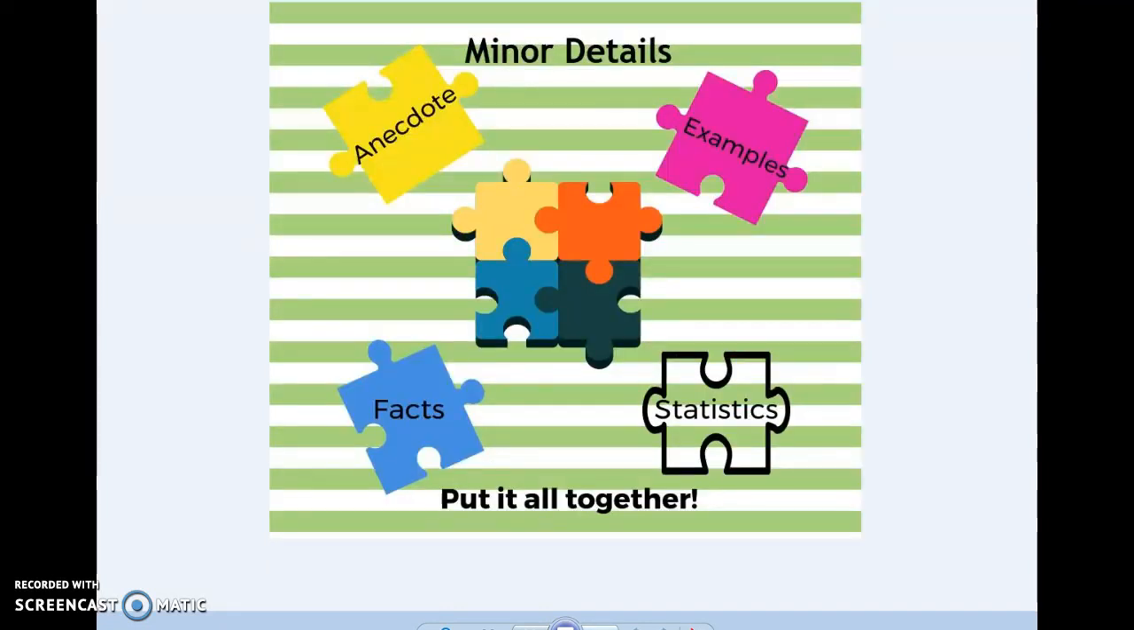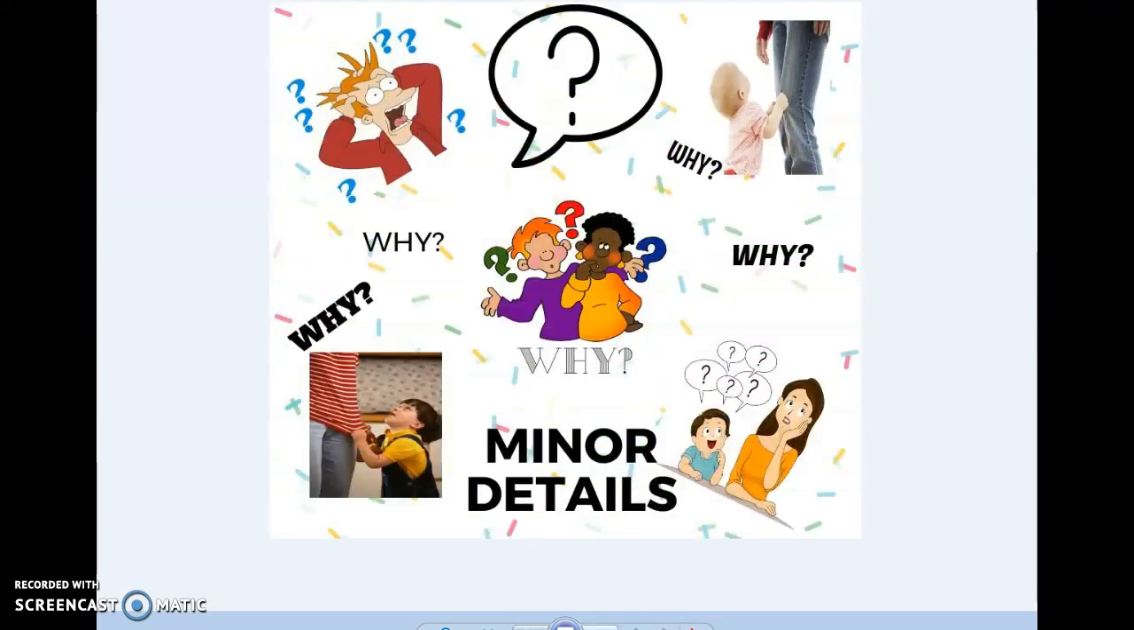When you're finished, make sure that your minor details are specific. The reader isn't in your head, so it's your job to fully explain what you mean. Think of a two-year-old pulling at your pant leg and asking, why? That's the kind of detail you need in order to paint a picture in your head for your reader.